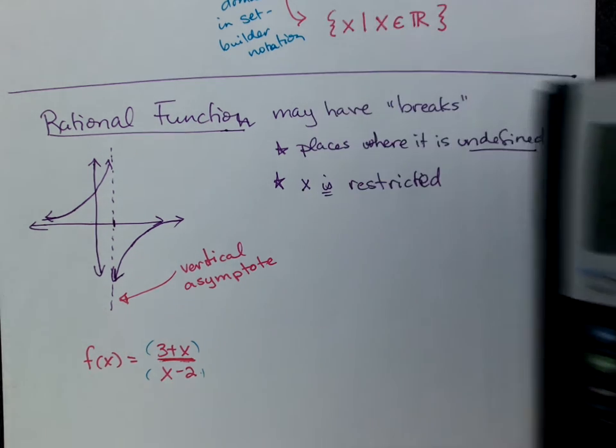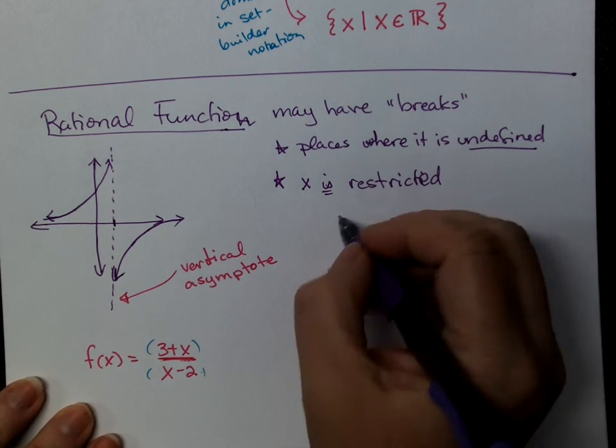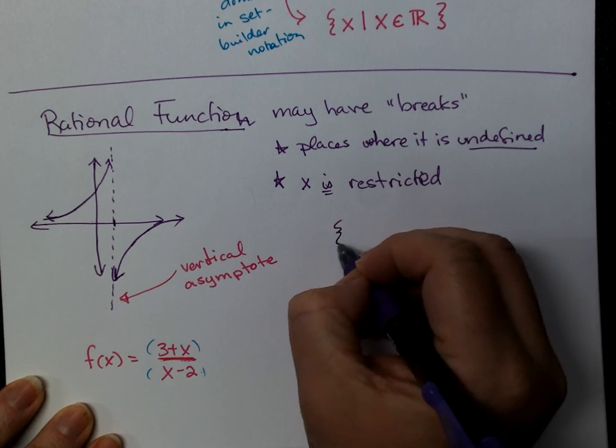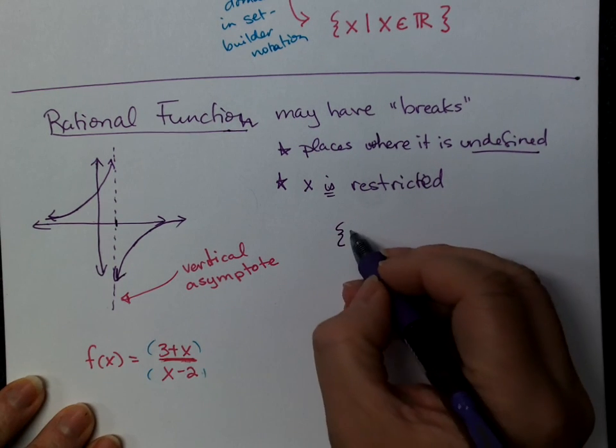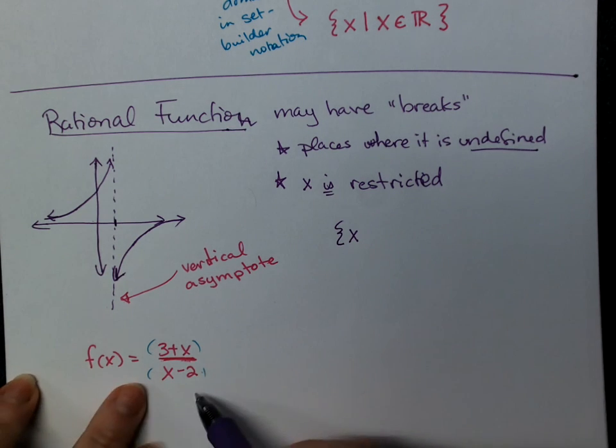Now the way we show this domain, we know x is restricted. To show our domain, we say that x can be anything. I mean, there's infinite x's. We can plug in any x we want.